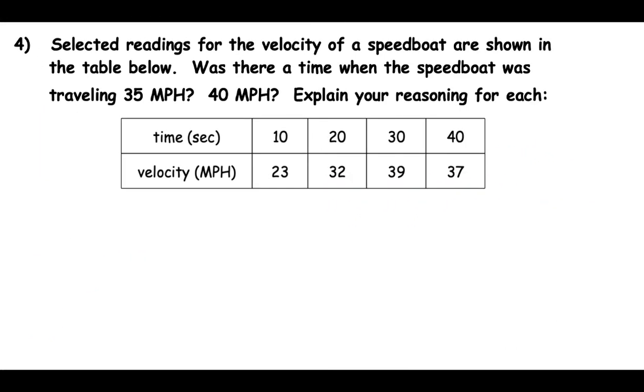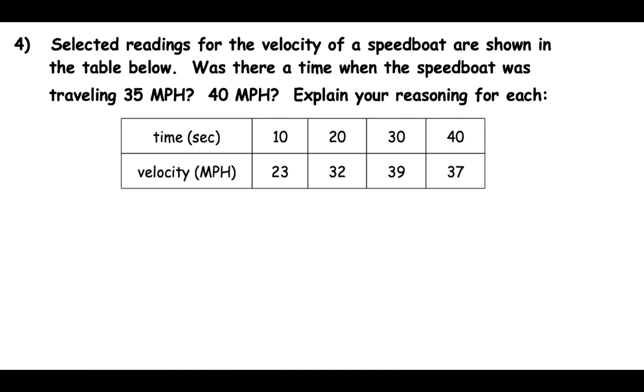Okay, finally, number 4. This will be our last one. It says selected readings for the velocity of a speedboat are shown in the table. Okay, so let's see. Every 10 seconds, we're taking a reading, and the speedboat is getting speedier. It's getting faster, and then it does slow down a little bit from 30 to 40 seconds, not by much. All right, the question says, was there a time when the speedboat was traveling 35 miles per hour? How about 40 miles per hour? Explain your reasoning for each.